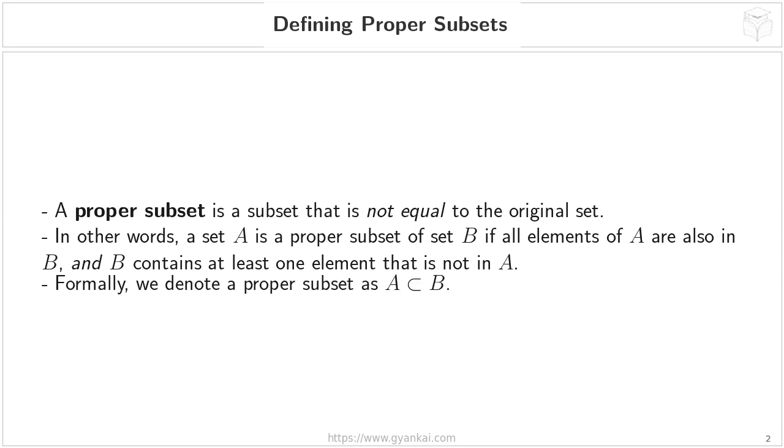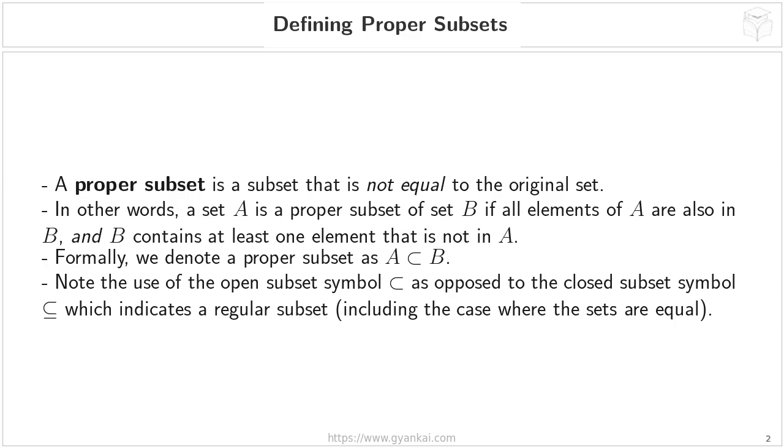Now, how do we write this mathematically? We use the notation A subset B, but with a key difference. Notice this symbol, it looks like a subset symbol, but it's open at the top. This open subset symbol indicates a proper subset. It's really important to distinguish this from the closed subset symbol, which we've likely seen before, and it means is a subset of, including the possibility that the two sets are equal.